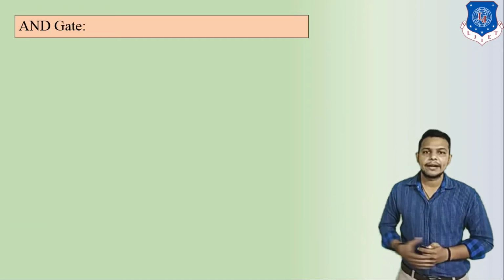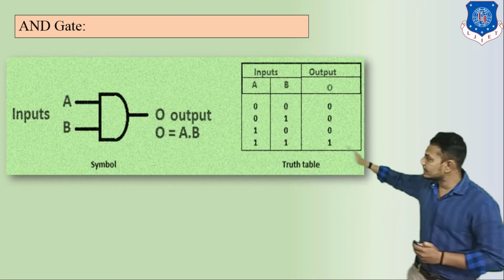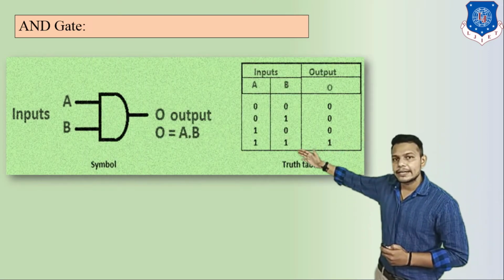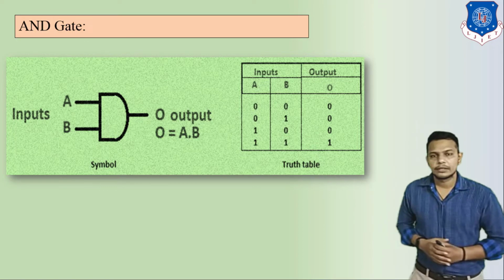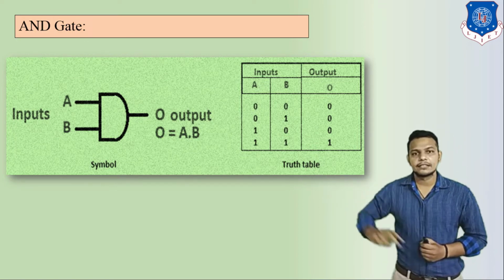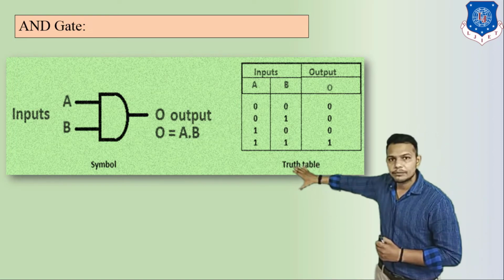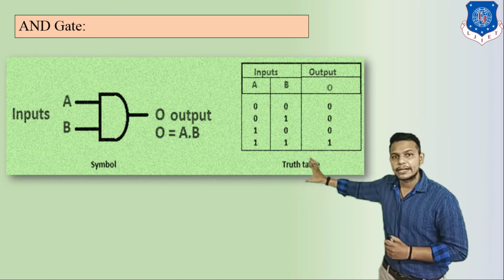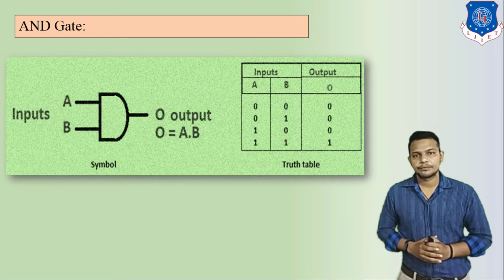Next one is the AND gate. So here we can see this is the AND gate's symbol. Here we can see that there is a symbol and we connect two inputs.